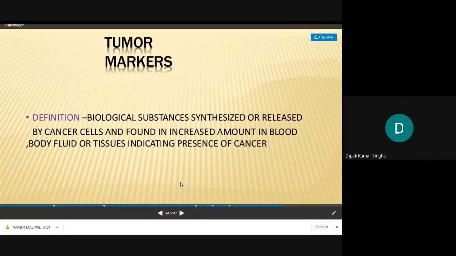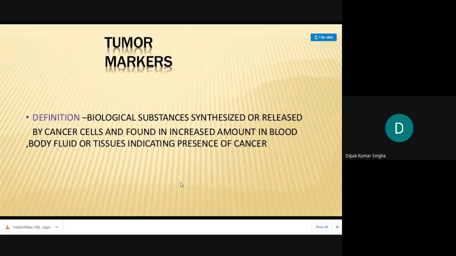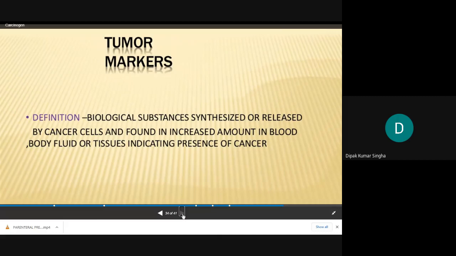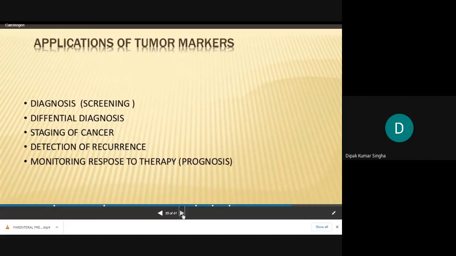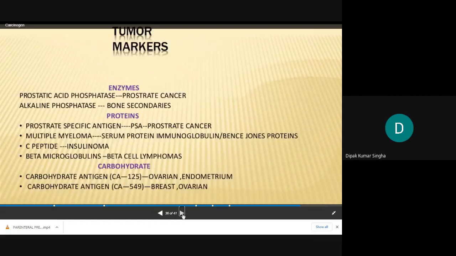So these are the markers. Nowadays there are so many markers which detect cancer very early, and if they are detected earlier, then it can be prevented faster. The application of the tumor marker is for diagnosis, differential diagnosis, staging of cancer, which stage, 1, 2, 3, 4, detection of recurrence, whether it recurs or not, and monitoring the response to therapy and prognosis. This is the tumor marker.